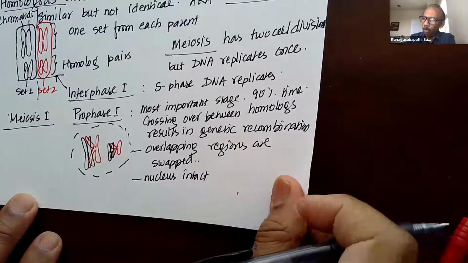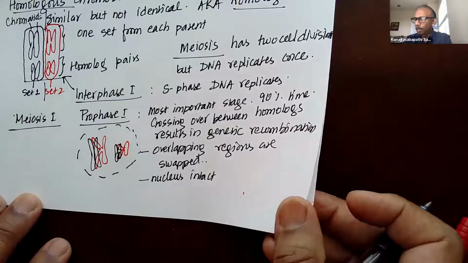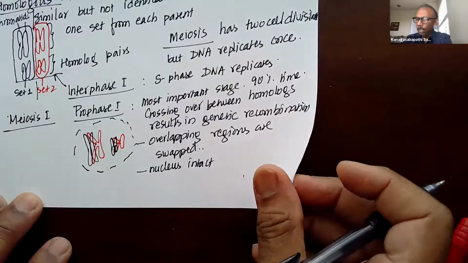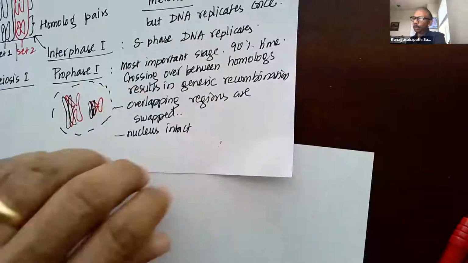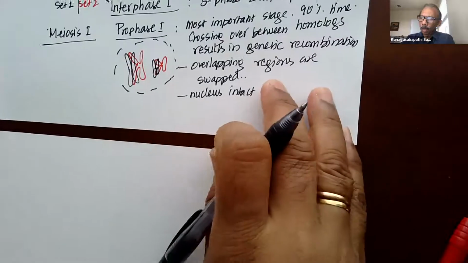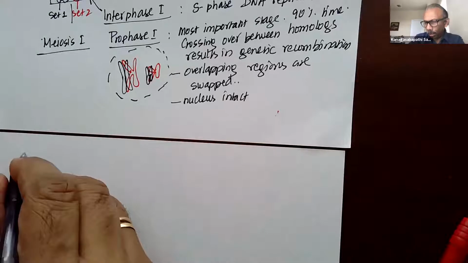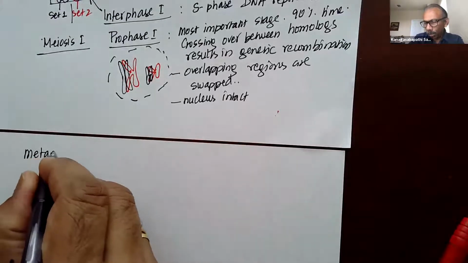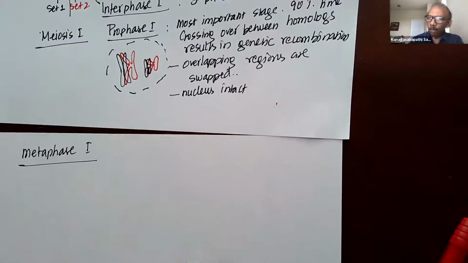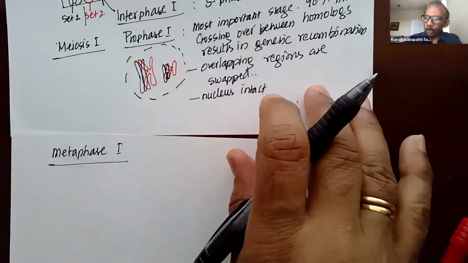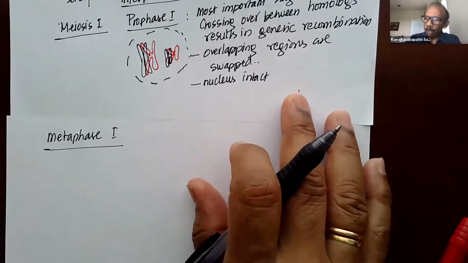Okay, so now I'm going to go to the other stages and complete it. Take another probably 5 minutes or so, we'll be done with this. So meiosis 1 continues. You go to metaphase 1. So here you don't have prometaphase because it's 2 divisions, and they don't finally separate into prometaphase and metaphase.